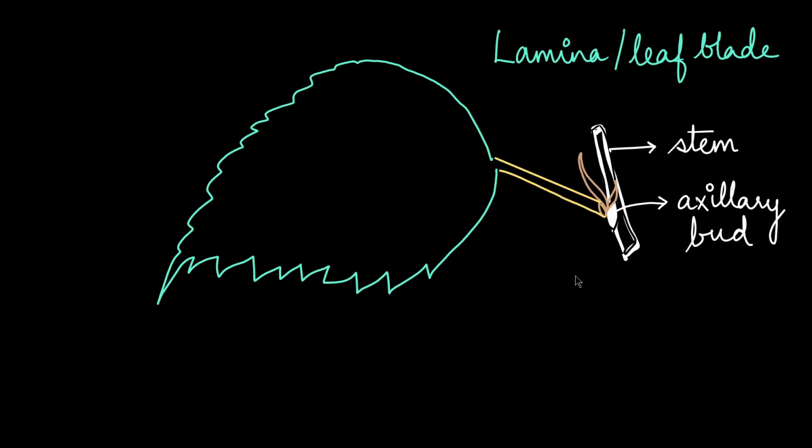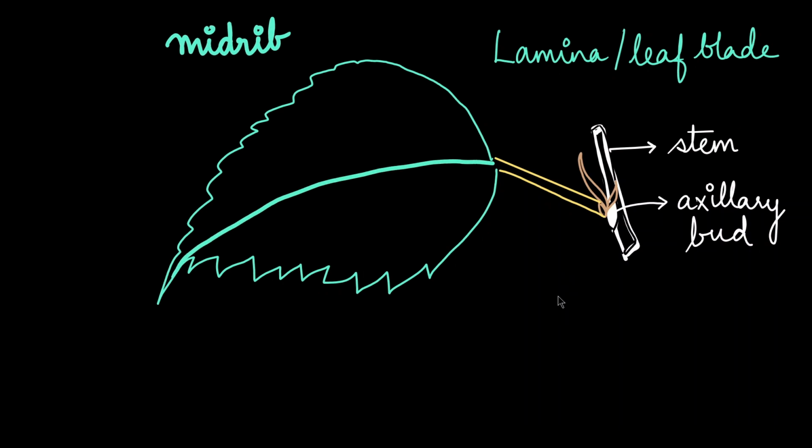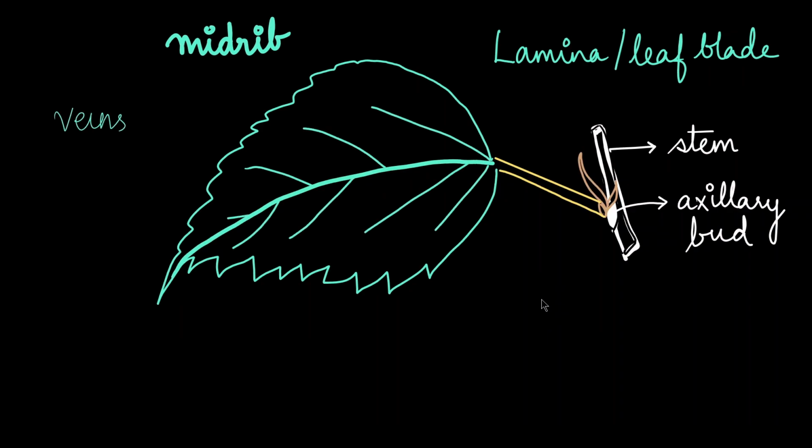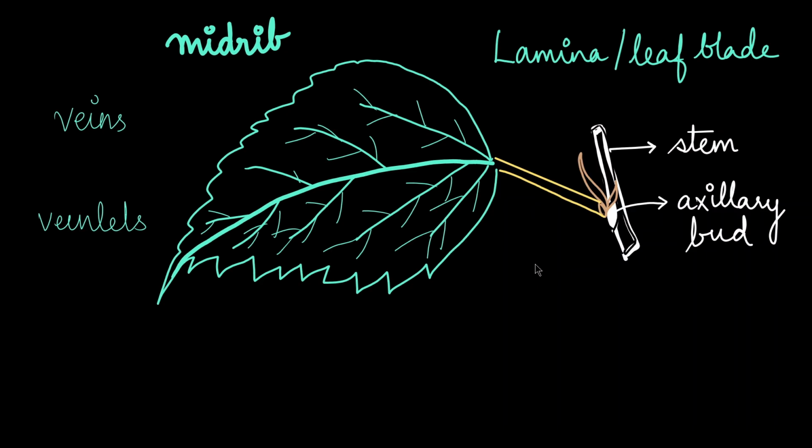And if you notice on the leaf surface, there are lines, right? You can see a thick line at the center and then smaller lines all around it. Now, these are the veins of the leaf. And the most prominent and biggest vein is called the midrib. And from the midrib, we can see branches called veins. And the veins further branch to form veinlets.